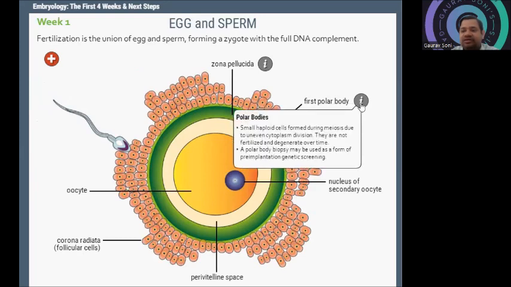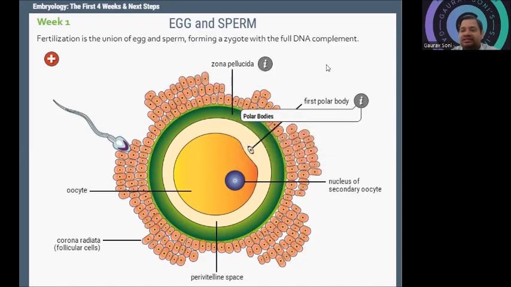What is the first polar body? These are small haploid cells formed during the meiosis due to uneven cytoplasm division. They are not fertilized and degenerate over time. A polar body biopsy may be used as a form of pre-implantation genetic screening. So this is only for the purpose of forming a single proper cell. So the cytoplasm is not divided properly, and the other one, which is small, will degenerate.